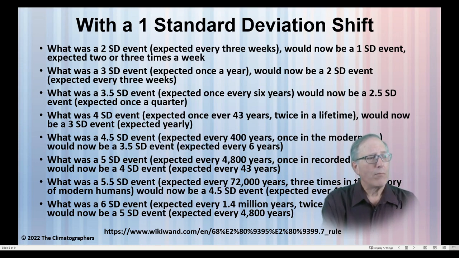And if you went from a 5 standard deviation event expected every 4,800 years, or once in recorded history, it would become a 4 standard deviation event expected every 43 years. And down at the other end, what was a 3 standard deviation event expected once a year would become a 2 standard deviation event expected every 3 weeks. So a 1 standard deviation shift of the overall probability distribution makes a huge difference in what we might expect to see in terms of the frequency of the kinds of events that otherwise would be quite infrequent.